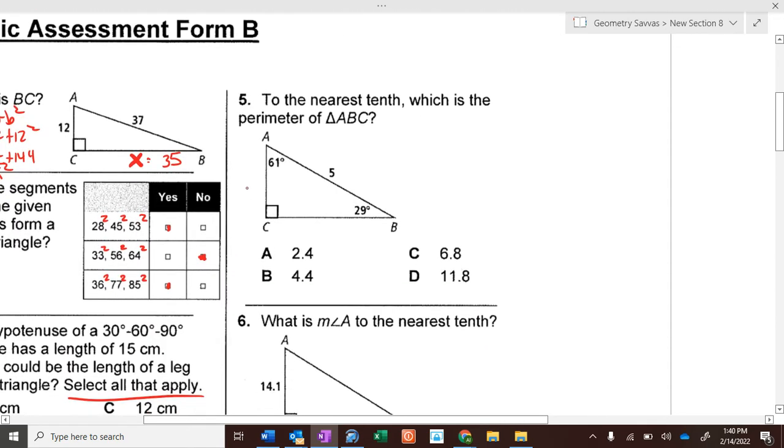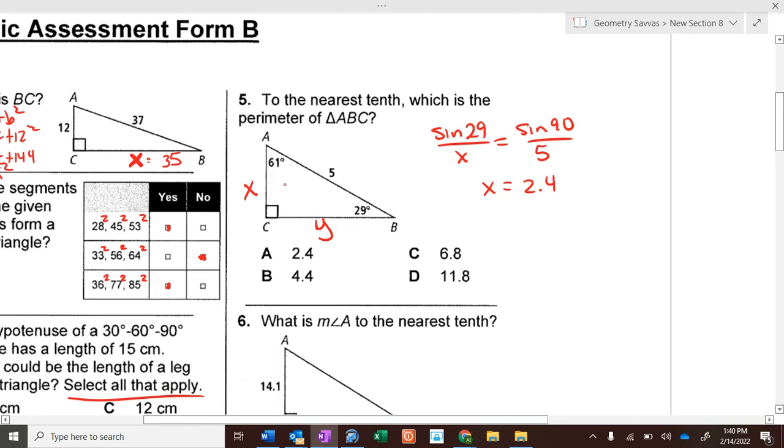What's the perimeter? Make one x, one y. You can do this by using sines and cosines, or you can use law of sines. I actually think it's easier using law of sines. Okay? So if we go, the sine of 29 over x equals the sine of 90 over 5. So then take 5 times the sine of 29 on your calculator, divided by the sine of 90. And x equals 2.4, right?